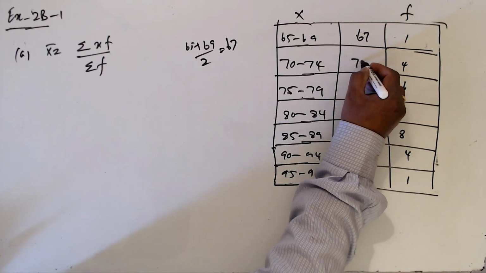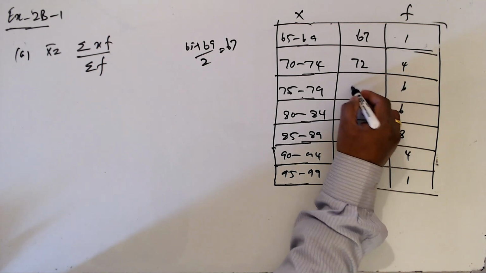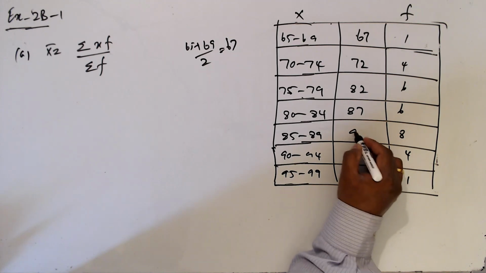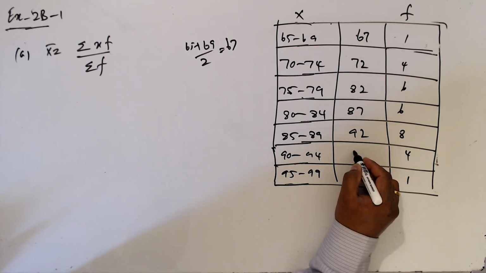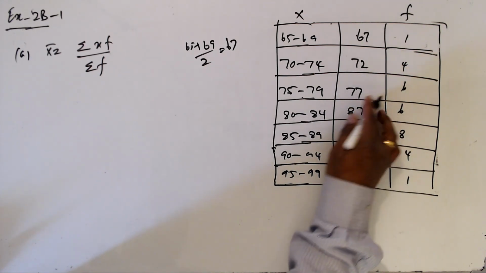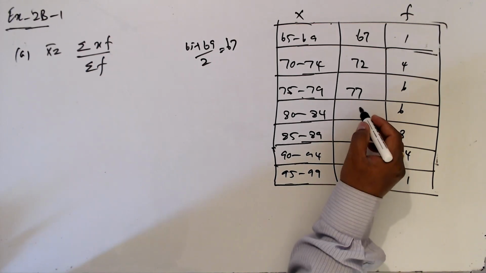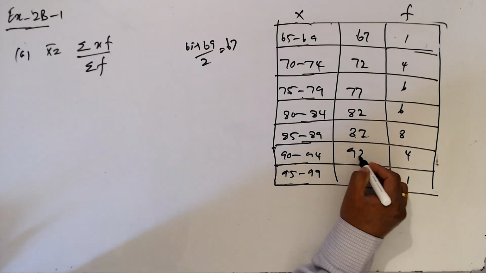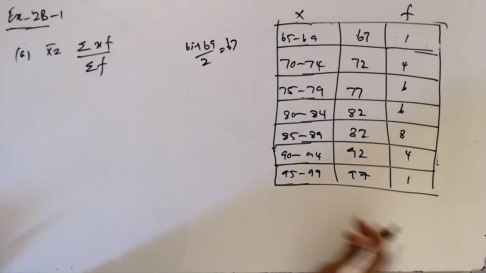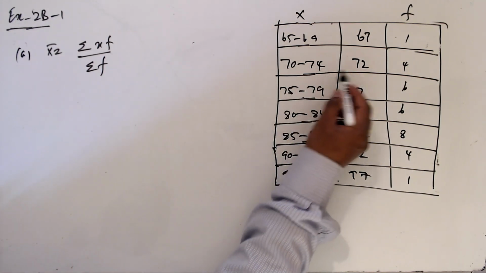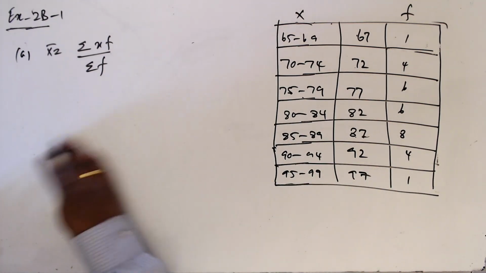And then 72 the same way. 77, 82, 87, 92, 97. Now, this is an average of those two numbers. So the middle value.